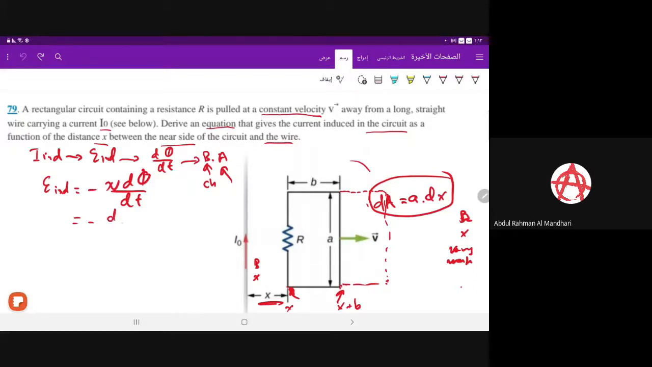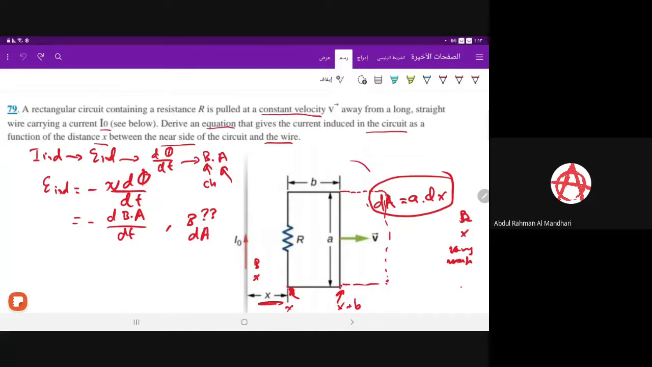Okay. Delta phi is just B into A, but we know that B is changing in our case, and also A. It's changing. But we should ask ourselves first of all, what is B? We know A, or the differential area, from there, but what is B?